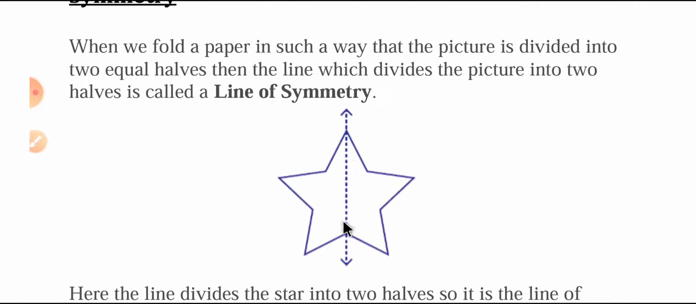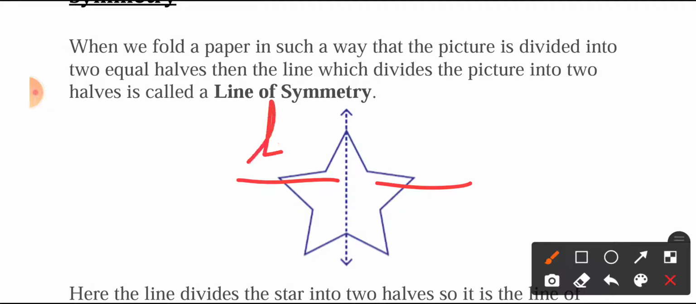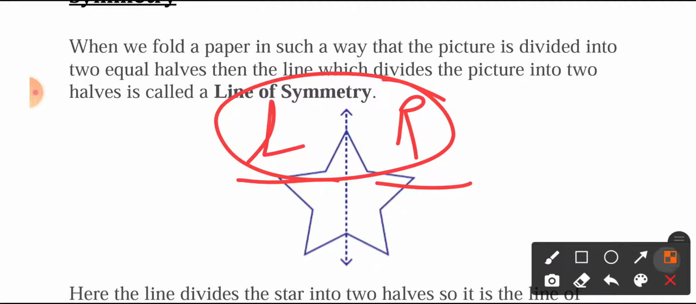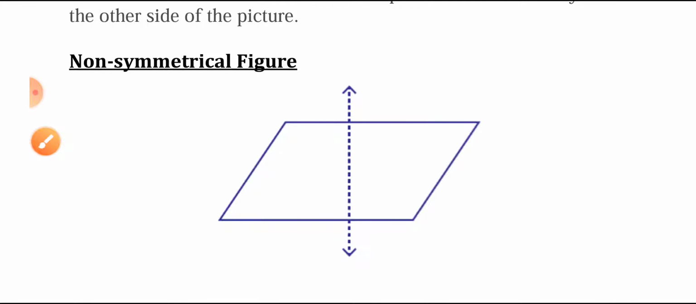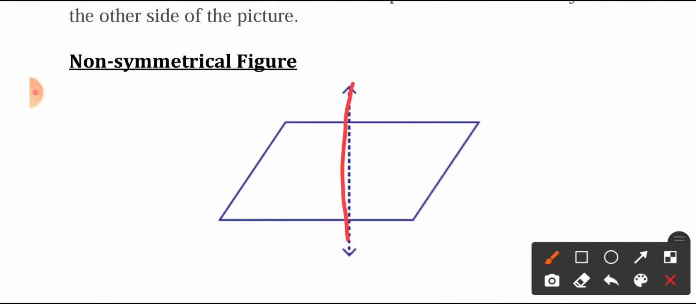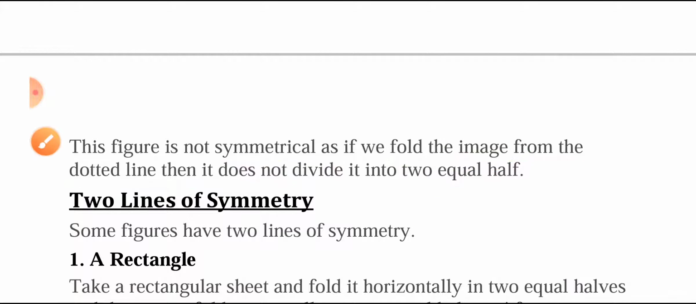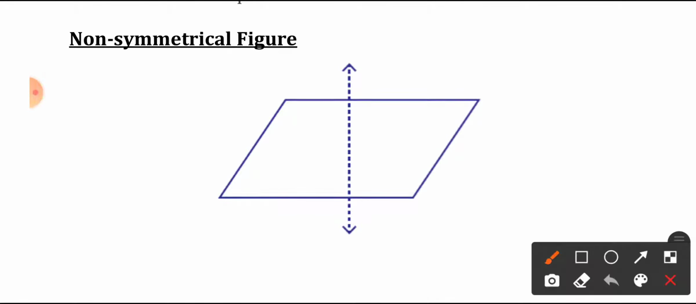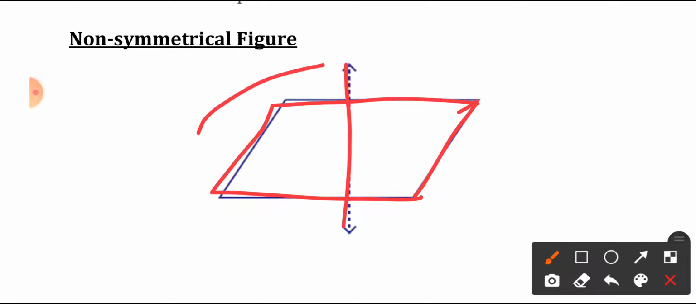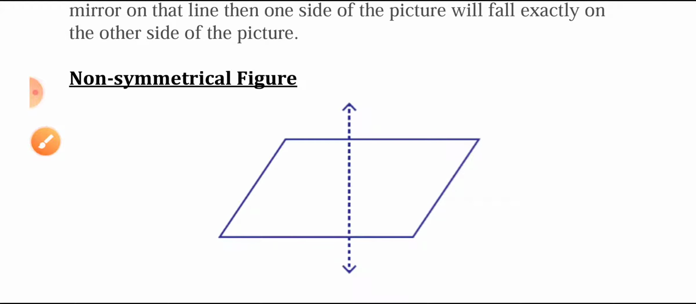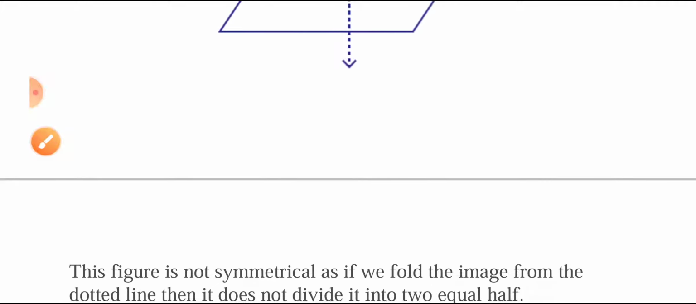If you divide into two equal parts, both the parts, this left and right part, are equal in shape and size. Then non-symmetrical figure. If you divide this figure into two equal parts, we can observe that the figure is not symmetrical. If we fold the image from the dotted line, it does not divide into two equal halves. You can do this with paper also. If you cut this shape and divide into two equal parts, both the parts are not equal. So this type of figure is known as non-symmetrical.